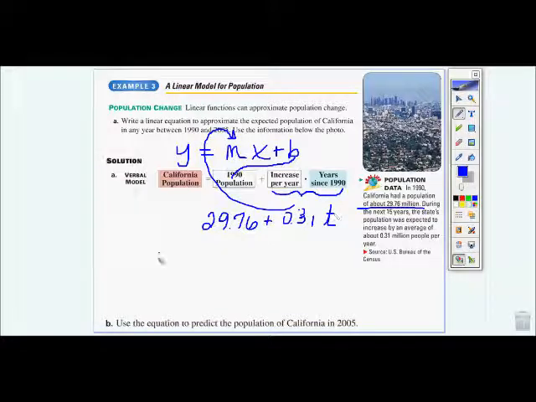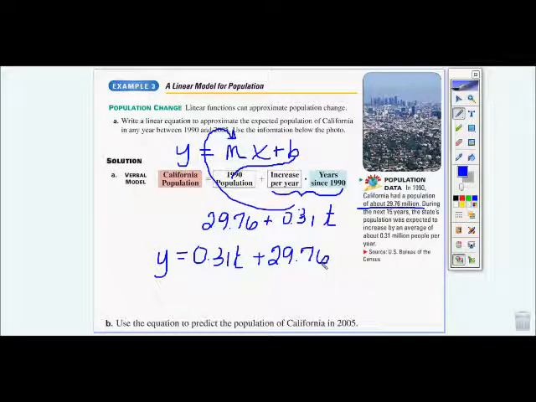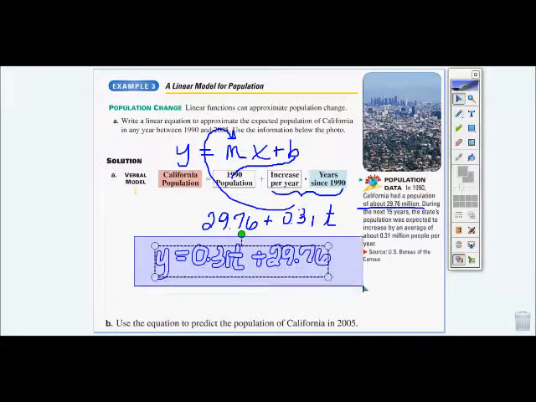I'm going to change this into slope-intercept form. So it's going to be y equals, and I'm going to put it as 0.31t plus, and I paid attention to my integer signs. Everything I had written so far was positive, so we're okay here. So my t is kind of ugly. There we go. 0.31t plus 29.76.